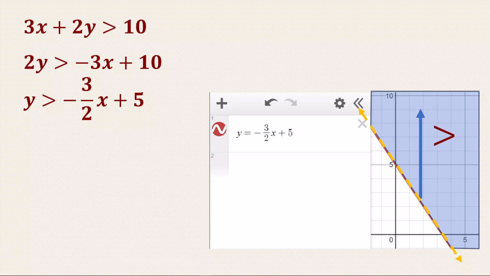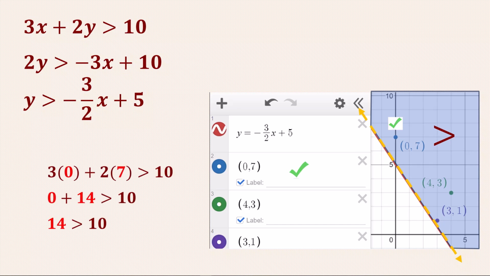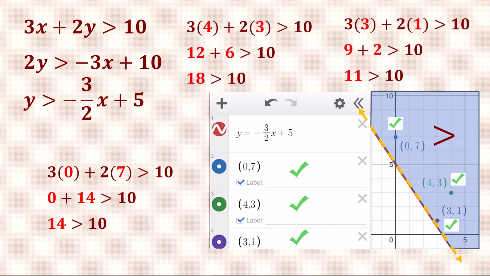Now we just need to consider some points inside the shaded area that would be suitable, such as 0,7, 4,3, or 3,1. To test these points, we substitute them back into the original inequality, work out the expression, and see that each point does indeed work.